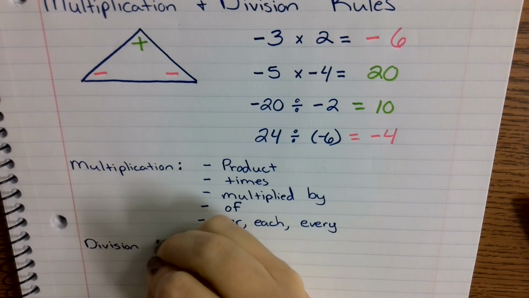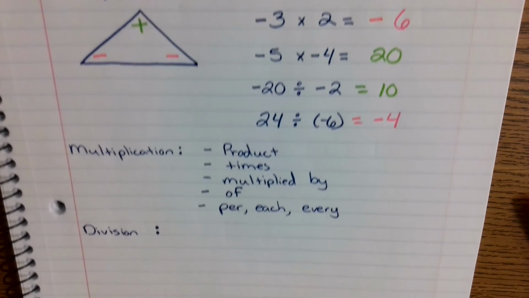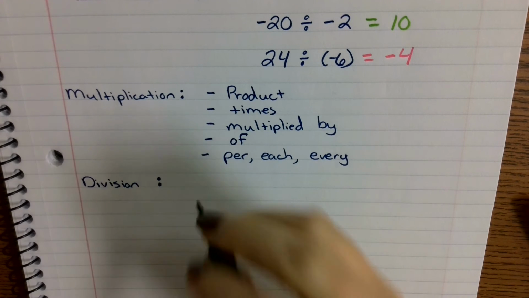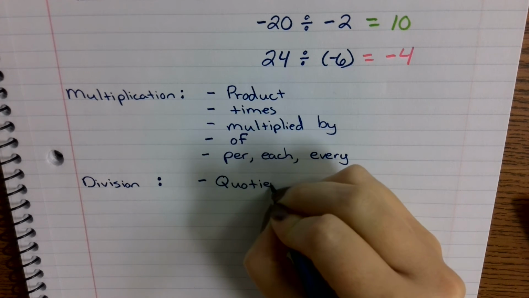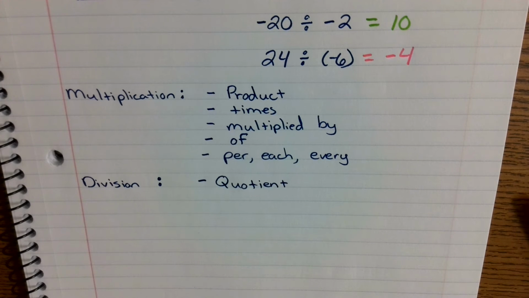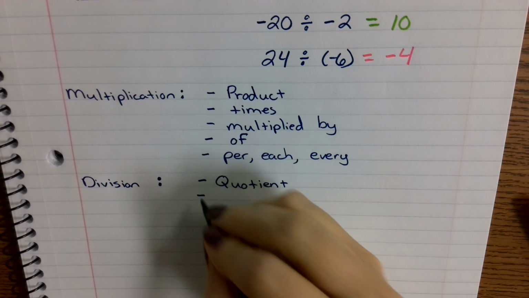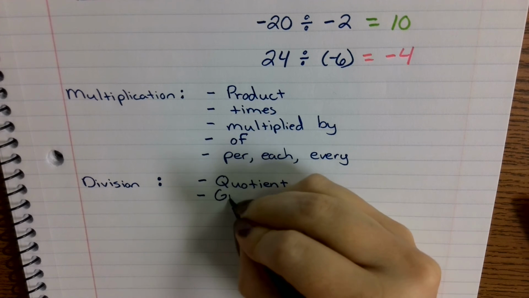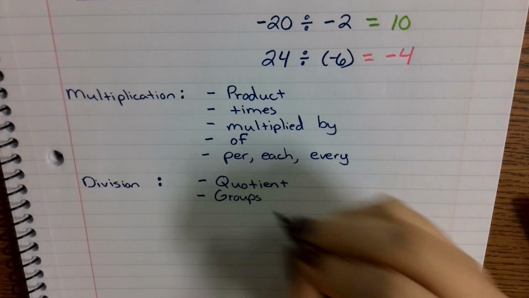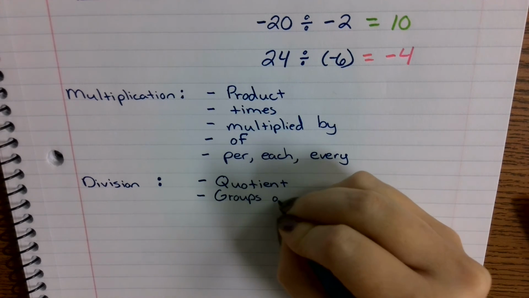All right, division. Division words that you could be looking for. Quotient. The quotient, that represents a division problem. And then groups of equal size. When you see that we're breaking things apart by equal size.